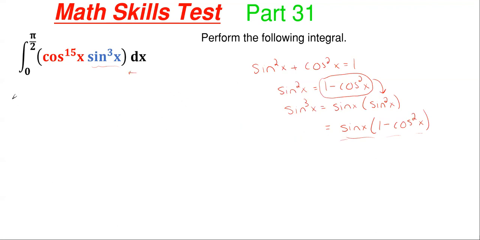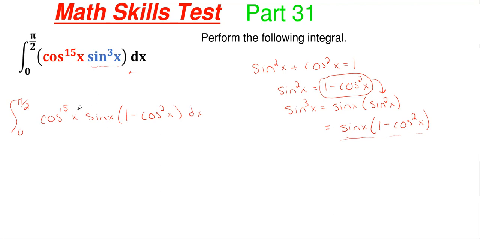So what does that give me if I rewrite this? My integration becomes 0 to pi over 2 of cosine to the 15th x multiplied by sine x times 1 minus cosine squared of x dx. And not much simpler now. It didn't really help much.